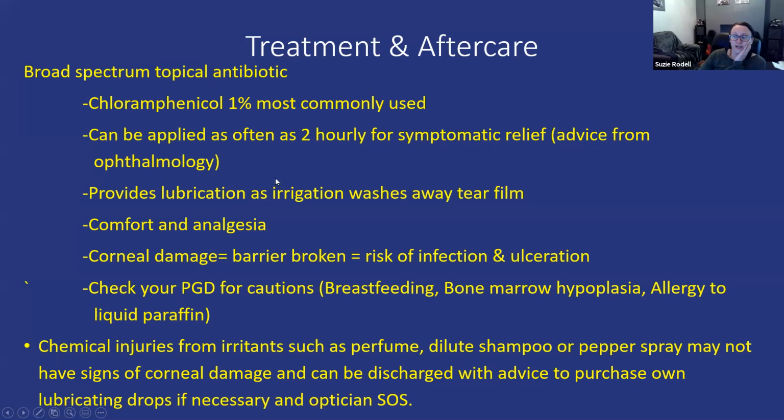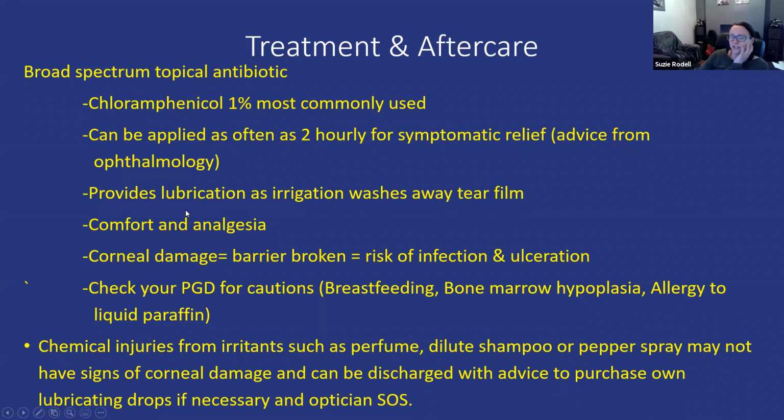I didn't realize that the reason we want to provide lubrication is that the Morgan lens irrigates the natural tear film away. Quite often that's why patients feel a gritty sensation after eye irrigation for conjunctivitis: the tear film, which lubricates the conjunctiva and the surface of the eye, has gone, and what they're feeling is the red, inflamed eyelid over the eye.